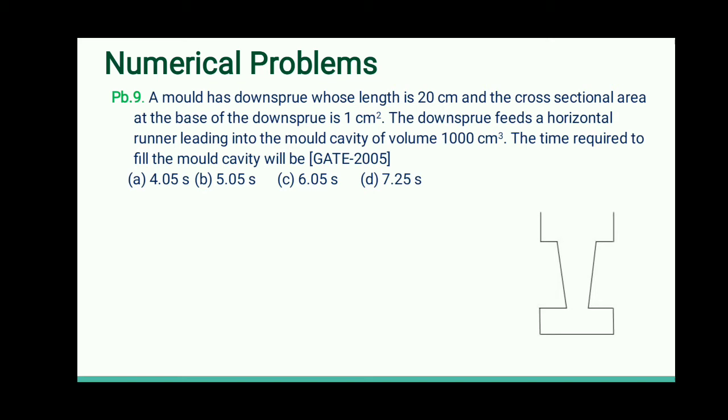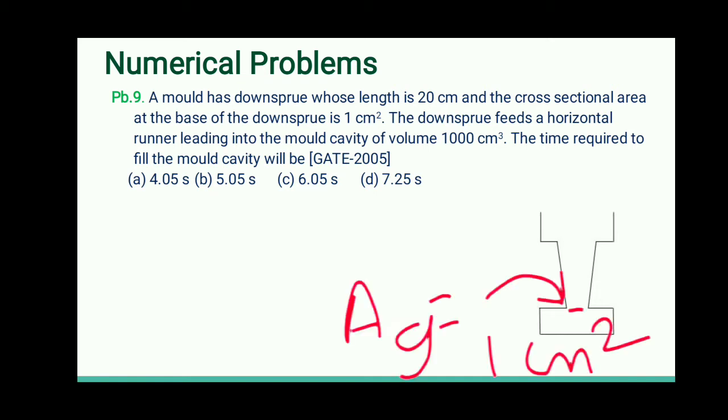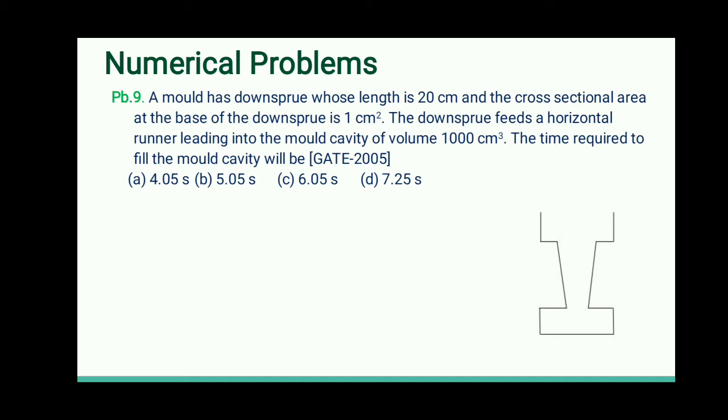So the mold has a down sprue whose length is 20 centimeter and the cross sectional area, so this height is 20 centimeter. And the cross sectional area at the base of the down sprue is 1 centimeter square. So this is the gate we are using. This is basically the top gate, and the area of this gate is given to you, that is 1 centimeter square. The down sprue feeds a horizontal runner.